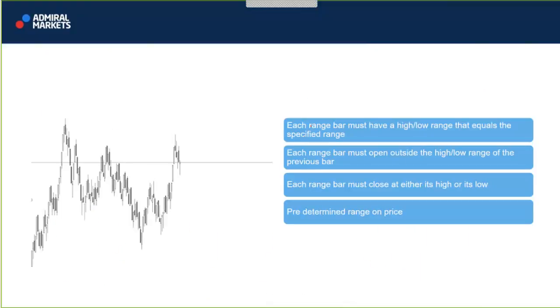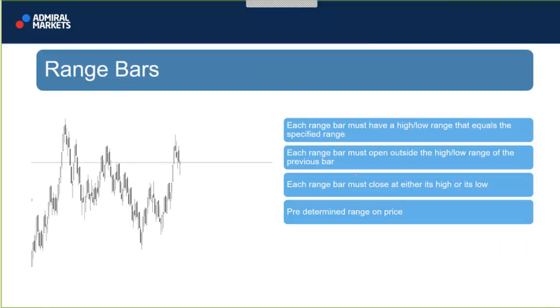Okay. So these are, guys, range bars. Each range bar must have a high or low range that equals the specified range. So each range bar must open outside the high-low range of the previous bar. Each range bar must close at either its high or its low. And with using range bars, we always have a predetermined range on price. So whenever a certain pip number of candle is printed out, your range bar will also be printed out. So let's say that we use 6 pips for range bar. It means that every single candle here will have 6 pips inside it.